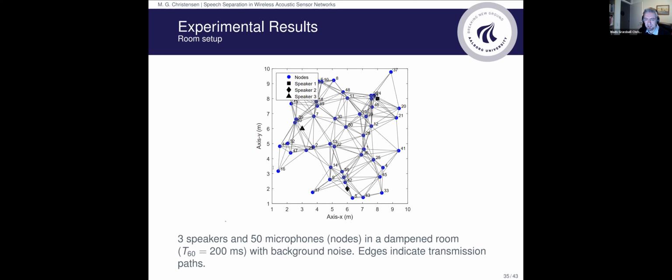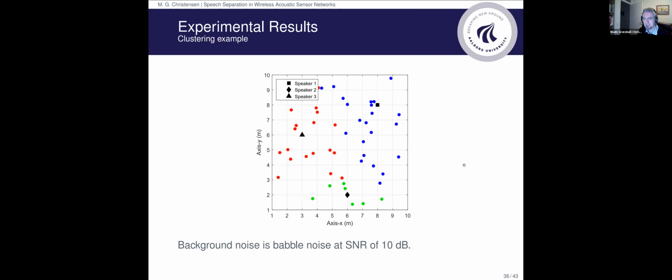And then the nodes that are connected are the ones that have shown to have connected here. And then we have 3 speakers. We have speaker 1 over here, speaker 2 down here, and speaker 3 over here. And you can see we have lots of microphones in the vicinity of each of these.